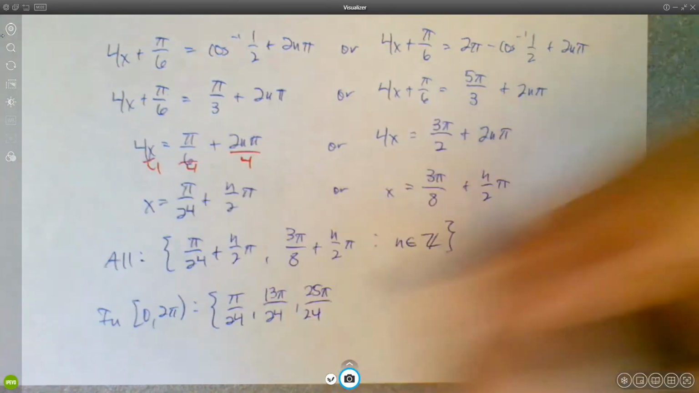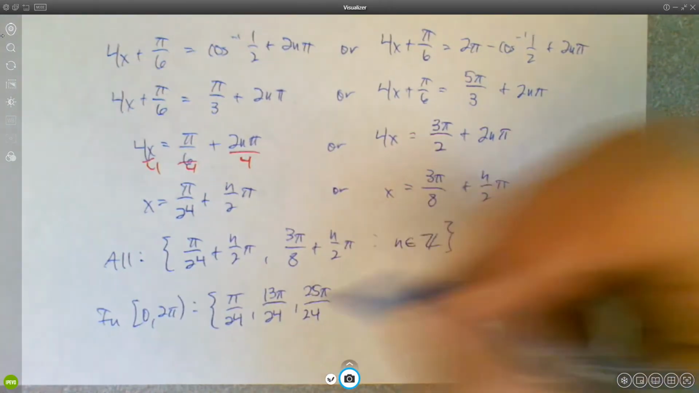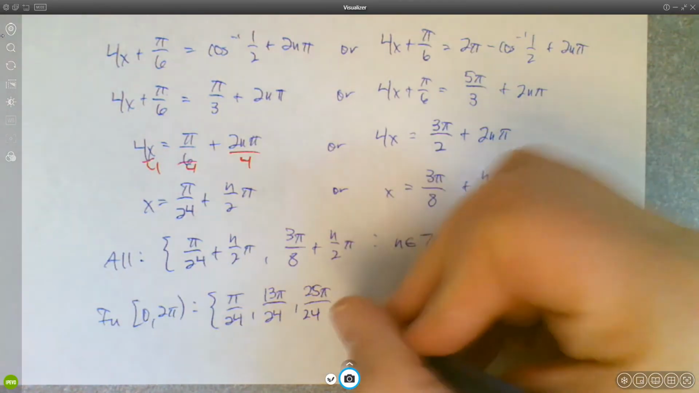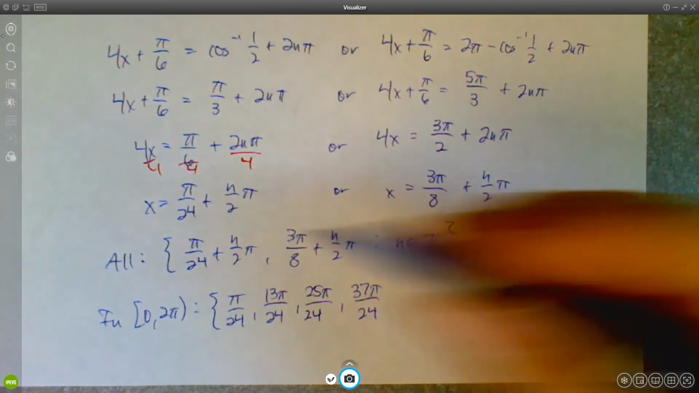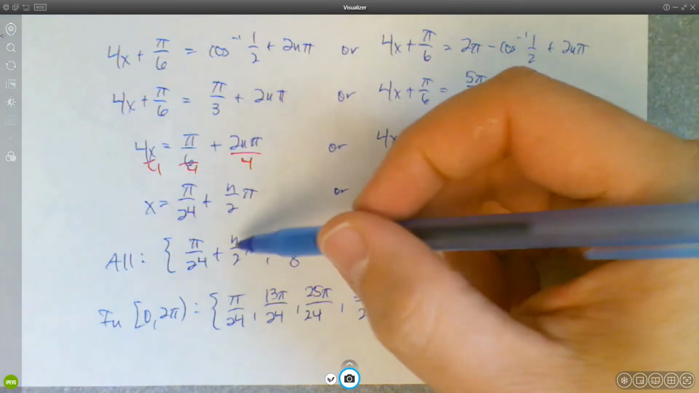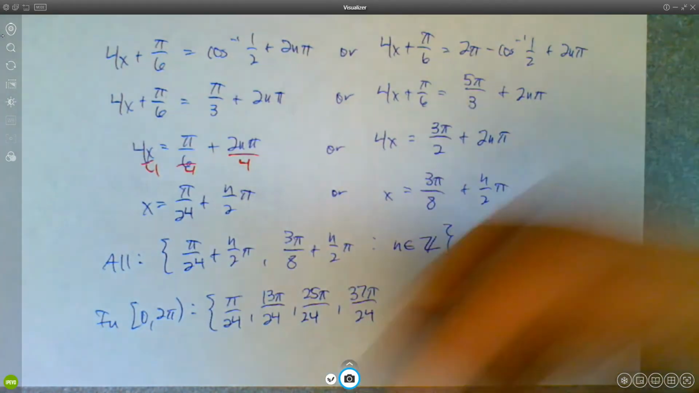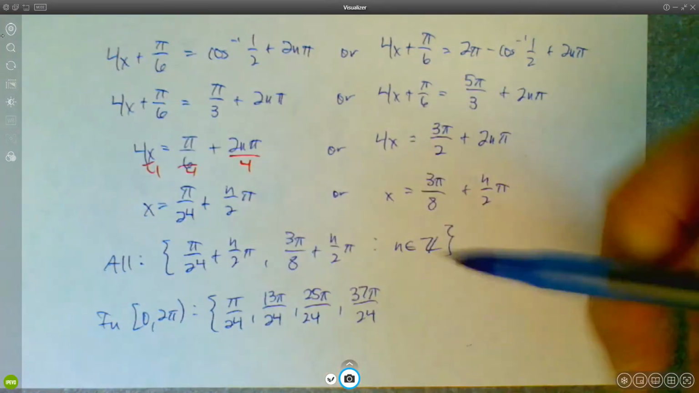Sorry, over 24. 2 pi, right? 2 pi would be 48 pi over 24. So I still have a ways to go before I reach that. If I plug in 3 for n, I'm going to get 3 pi over 2. That's 37 pi over 24, still in the interval. If I plug in 4 for n, then I get 2 pi, right? 2 pi plus pi over 24 is going to be more than 2 pi, so that goes too far. So sure enough, I get 4 solutions generated from this first rule.